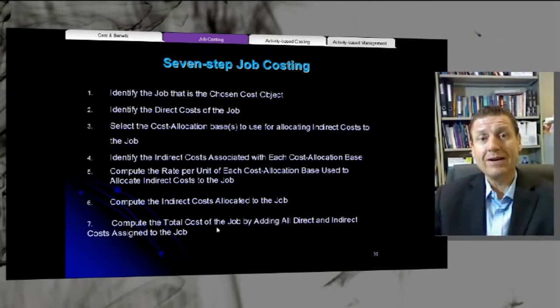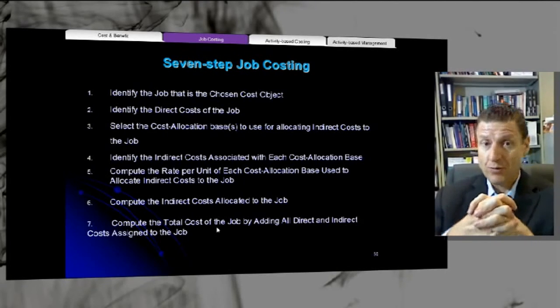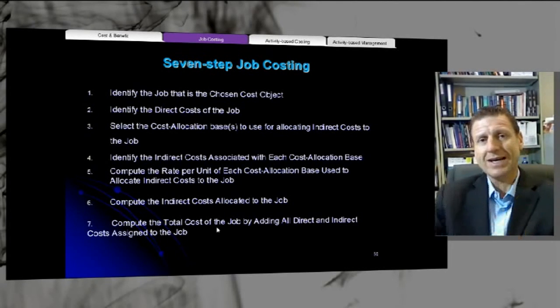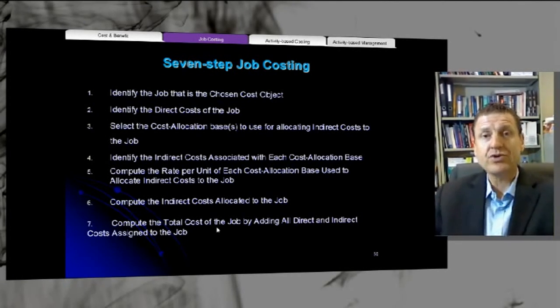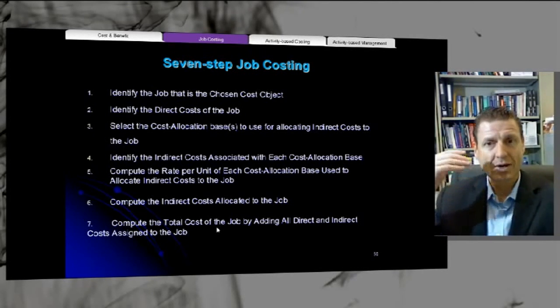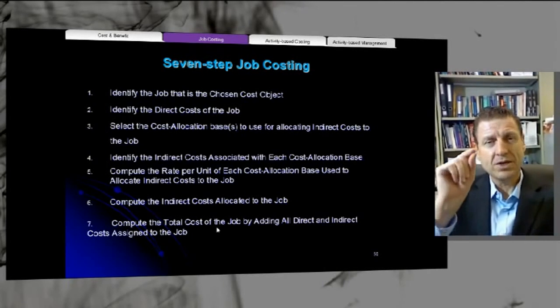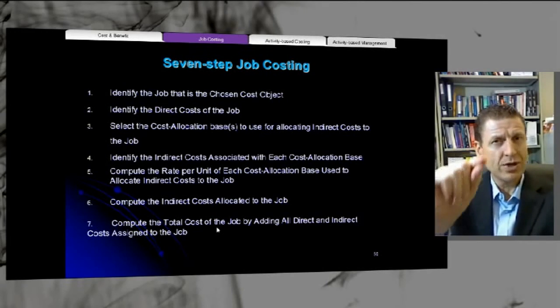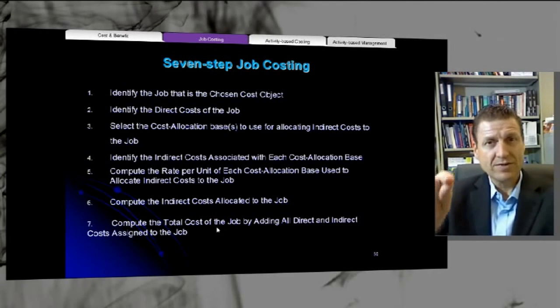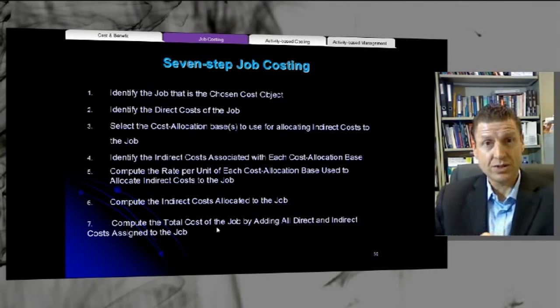So we want to identify the indirect costs associated with each cost allocation base. Then we can compute a rate per unit for each cost allocation base used to allocate indirect costs to a job, compute the indirect costs allocated to a job, and then we can compute the total cost of the job by allocating all indirect costs assigned to a job. So there are a lot of steps here, but the most tricky part is deciding what your allocation base is, because once you've decided that, you can put everything else into a spreadsheet and do the allocation of the costs to the job.